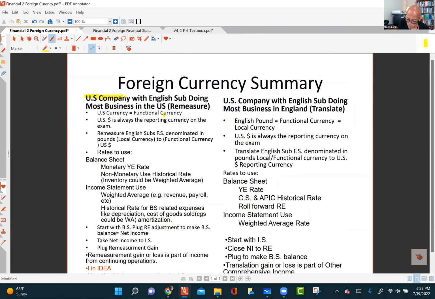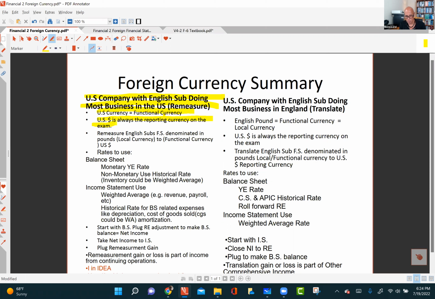So we have a US company with an English sub, and it's doing most of its business in the US. Okay, now if that's the case, the US currency is the functional currency, and the US dollar is always the reporting currency. So when the functional currency and the reporting currency are the same, we use remeasurement. This is a flashcard, by the way, guys. You should have this with your flashcards so that you're reviewing this prior to your exam, okay? But the functional currency is the same as the reporting currency. This is going to be the remeasurement method.